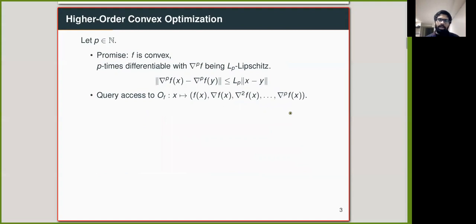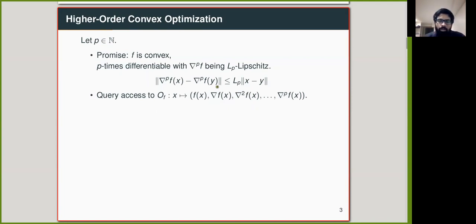So now we can move over to higher order convex optimization, which is pretty much the same framework. For each natural number p, we have a different task. So let's fix some p. Fixing a p, the promise is that f is a convex function, which is p times differentiable. And its pth order derivatives are promised to be L_p-Lipschitz, which means that if x and y are close together, the pth order derivatives of f at x and y are also close together in the operator norm.